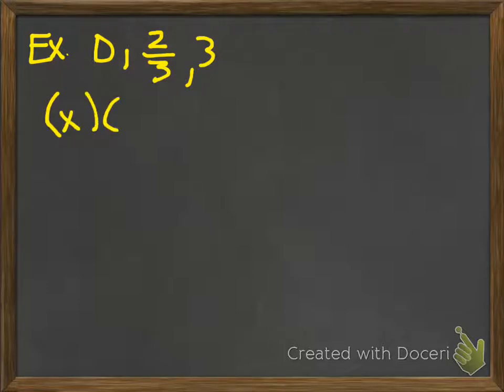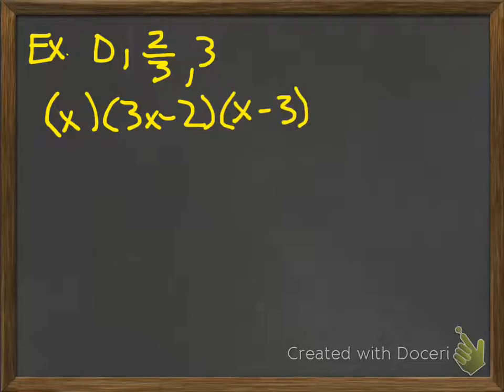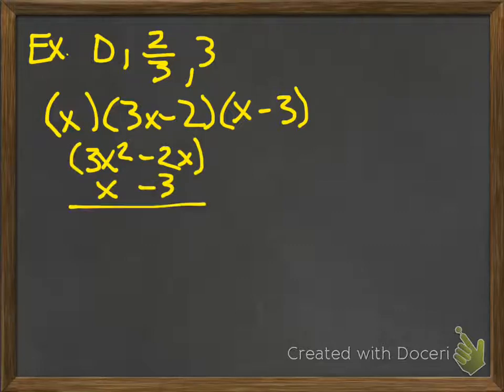So let's look at another example. Again, I have 0, 2/3, and 3. With a 0, I'm just going to put an x. Then again, the 2/3, the 3 will become the number in front of the x, and the minus 2 will become the number by itself, and then x minus 3. Okay, do distributive property, x times 3x is 3x squared, x times 2 is negative 2x. And then I'm going to multiply that times x minus 3.